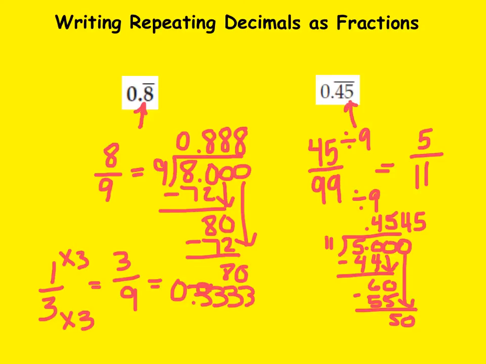If you have 3 numbers repeating, maybe you can guess what that would be. If 1 number is repeating, it's a 9. 2 numbers, 99. And then 3 numbers would be 999. Now that is just the basics of how to write a repeating decimal. There are other types of repeating decimals that we are not going to go into in this lesson.